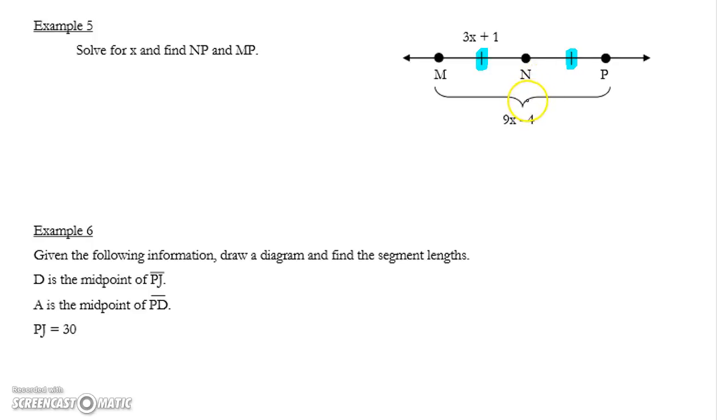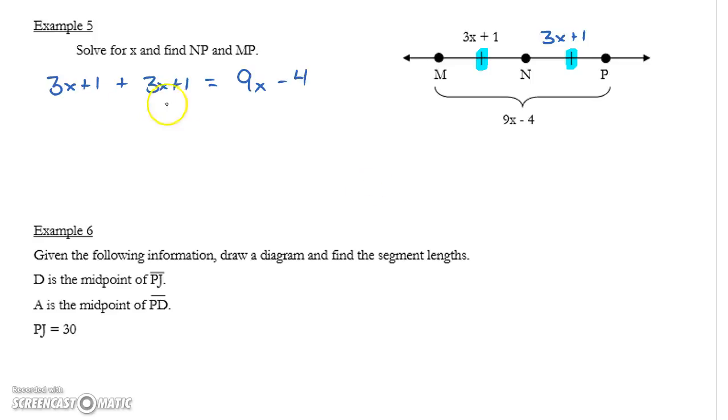The setup here is going to be different, but the idea is the same. Because I know that segment MN and segment NP are congruent, I know that this segment is also 3x plus 1, since this one is. Now I can make it a segment addition problem because I have a part and a whole. More specifically, I can say that 3x plus 1, that's segment MN, plus 3x plus 1, that's segment NP, equals the length of the entire segment MP, or 9x minus 4.